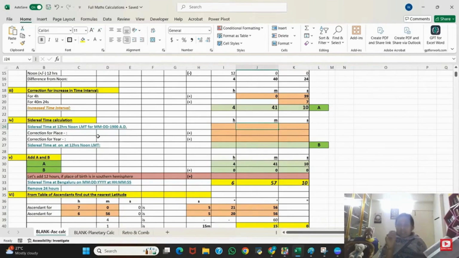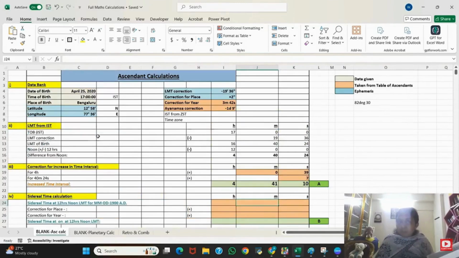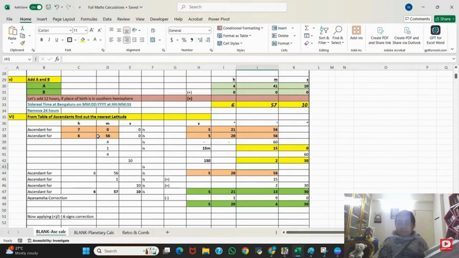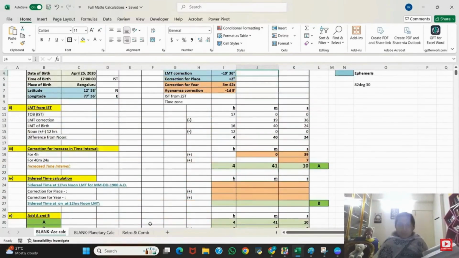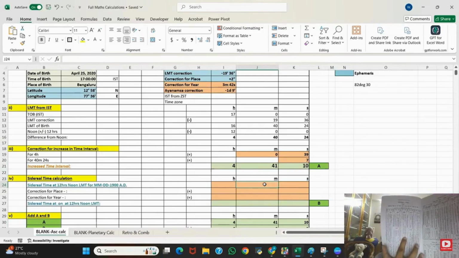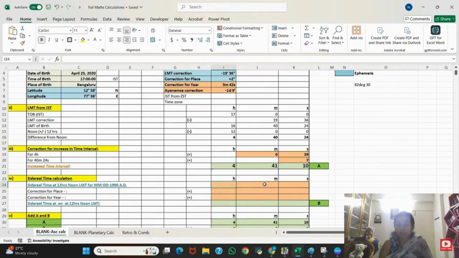So now, taking the standard number for 1900 AD on 25th April, because our birth date is 25th April, so we have to consider the same. If we consider April 25th in 1900 AD, it will be 2 hours 11 minutes 16 seconds. So you can see here 2 hours 11 minutes 16 seconds, and I'll note that down: the sidereal time on April 25th, 1900 AD.